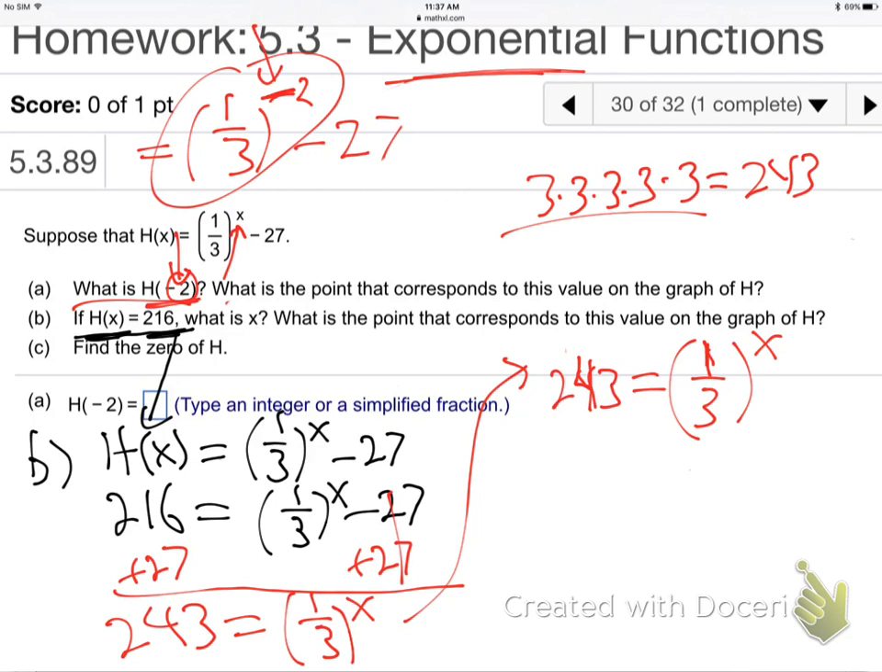Can we do logarithms, Trey? Yes, you can, if you already know that. We will do that in the next section. But I can just do this in this way.